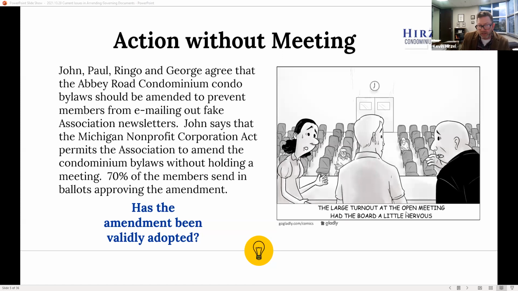But if the members did not hold a meeting and instead simply did it by ballot, so one of the questions to you guys on the call is, has that amendment been validly adopted under the circumstances that are described here? If you want to do thumbs up, however you want to vote, if you want to just shout it out, that's okay with me. But I am interested in hearing if you have different views on whether this would be allowed or not.